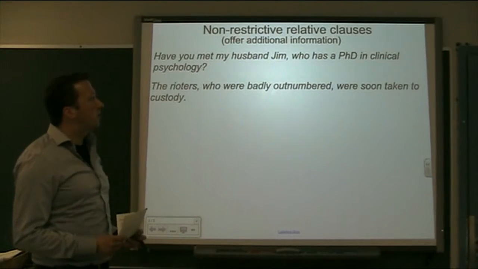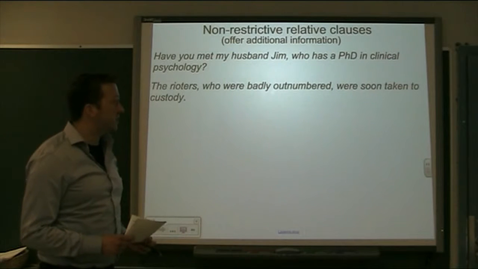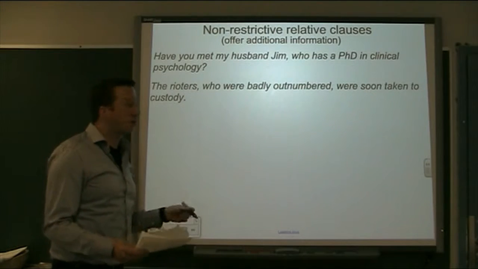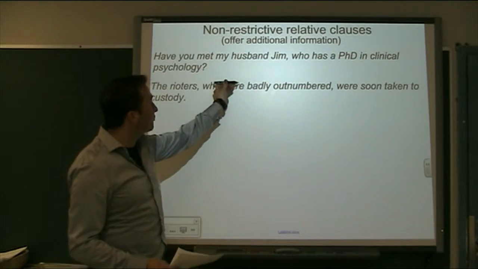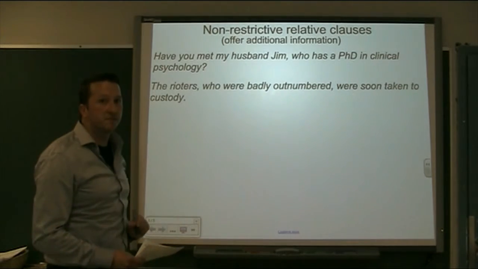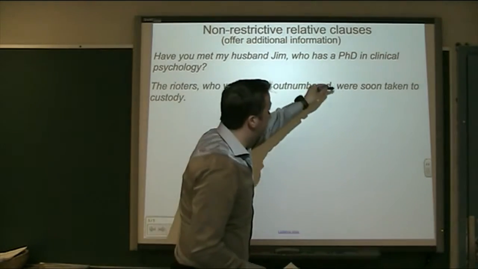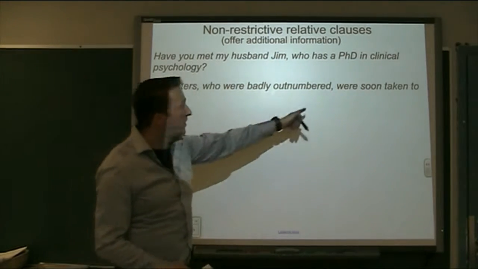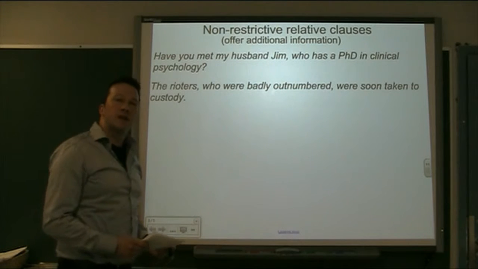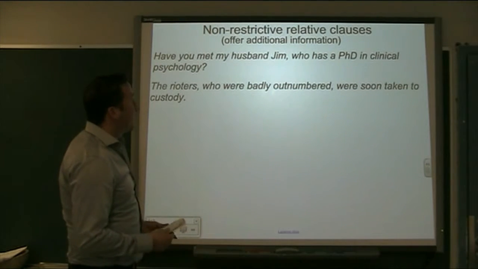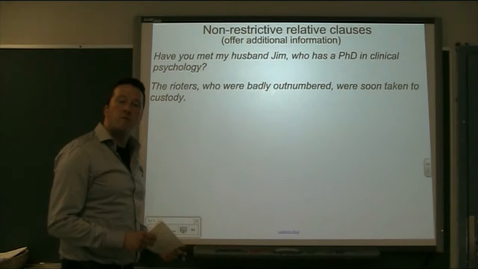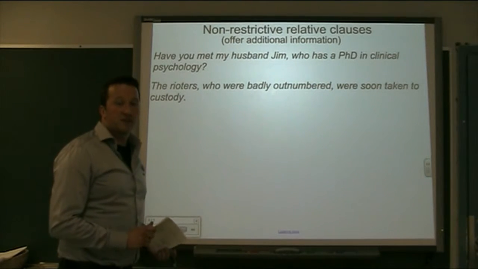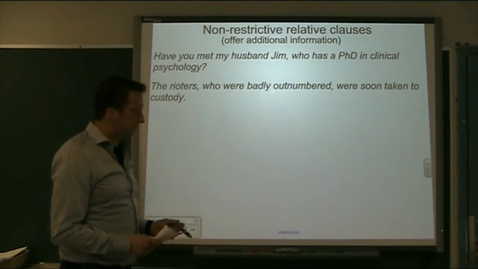The rioters, who were badly outnumbered, were soon taken to custody. This is another example of a non-restrictive relative clause, and it means that all the rioters were soon taken to custody, because we can take out this relative clause without changing the meaning. It's purely additional, and therefore we separate it with commas. And we can only use the pronouns which, who, whom, whose, as well as relative adverbs in non-restrictive relative clauses.